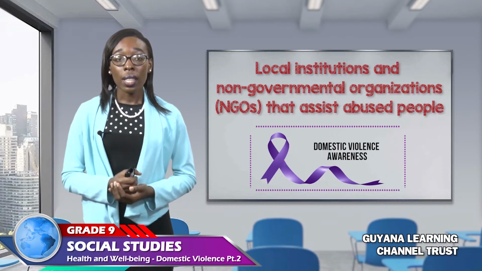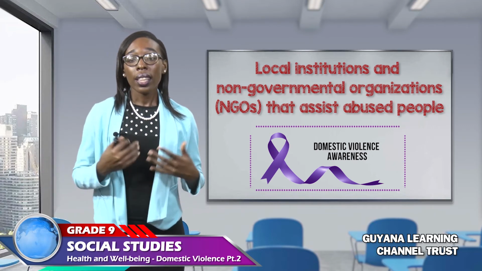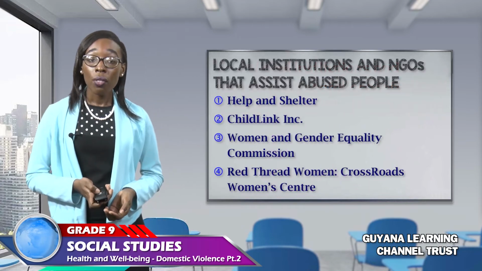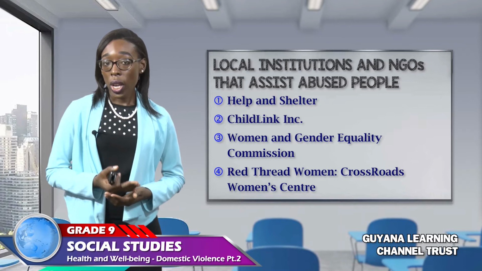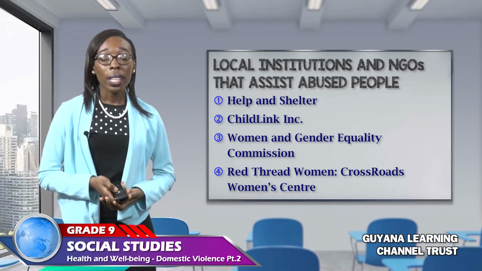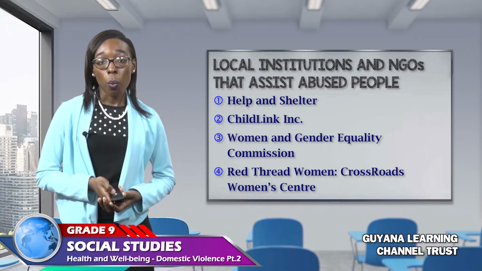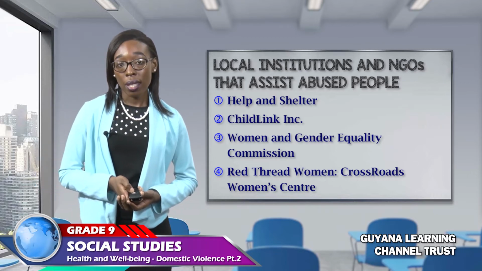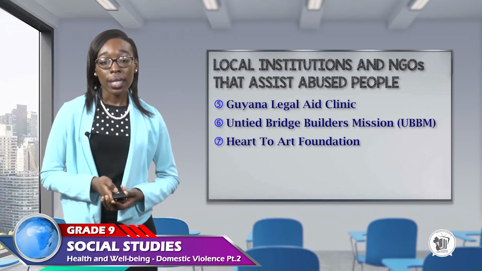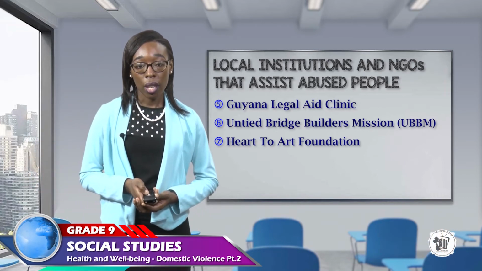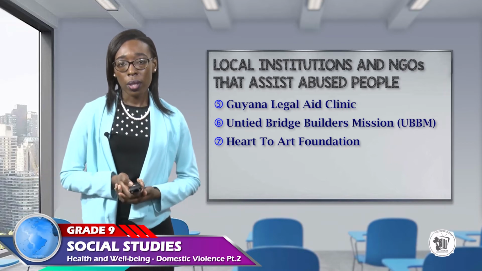But before we move into that topic, let us list the NGOs and the institutions that we may know of. Have you ever heard of any of these? Help and Shelter, ChildLink Inc., Women and Gender Equality Commission, Red Thread Women, Crossroads Women's Center, Guyana Legal Aid Clinic, United Bridge Builders Mission, Heart to Heart Foundation. Have you ever heard of any of those?